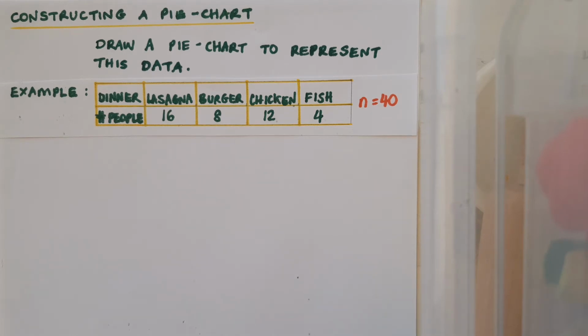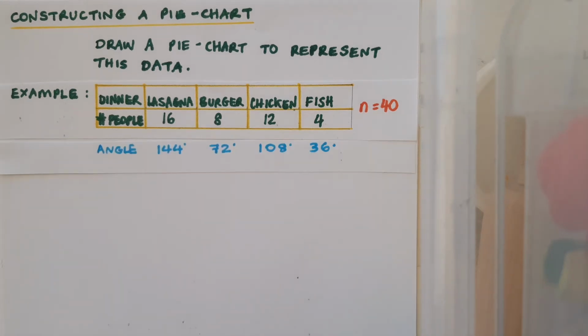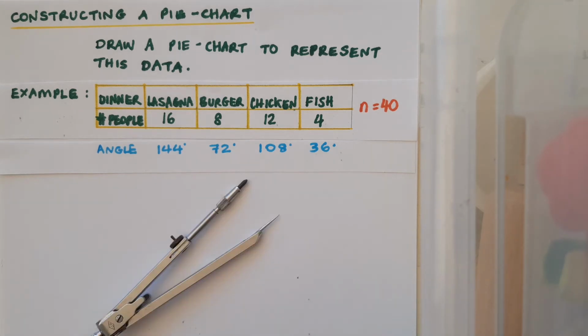Now the first step that we would have to take is to work out the angles that we'd need in our pie chart. We actually just did that a moment ago, so we already know what each of our angles should be. Our next step in constructing our pie chart is to draw our circle. To do this, we can use a compass, but if you don't have a compass available, just draw the best circle you can. The most important thing is that we measure our angles correctly in a moment with our protractor.